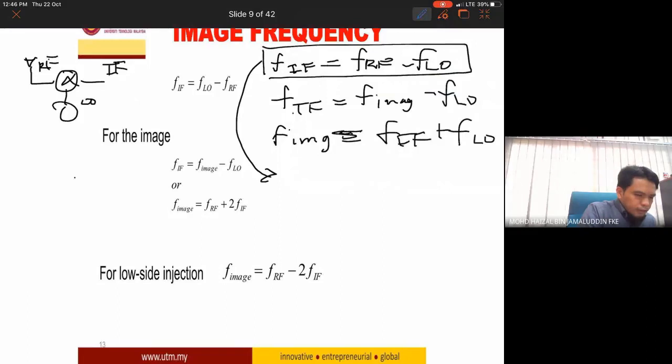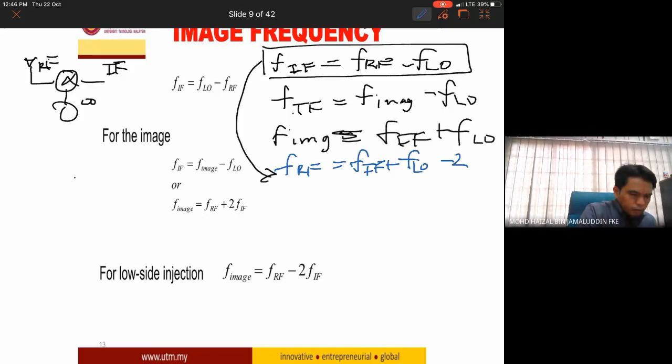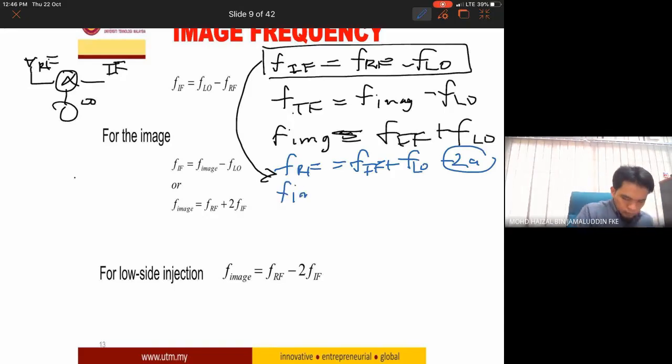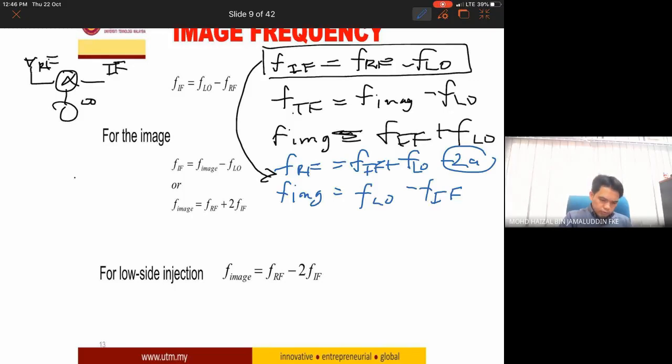We make F_RF the subject. So we have F_RF equal to F_IF plus F_LO. This is the first one, 2A. And again, the image is appearing at another side. It's confusing, but just follow the blue one. So this is equation number 1, this is 2A, and this is equation 2B.